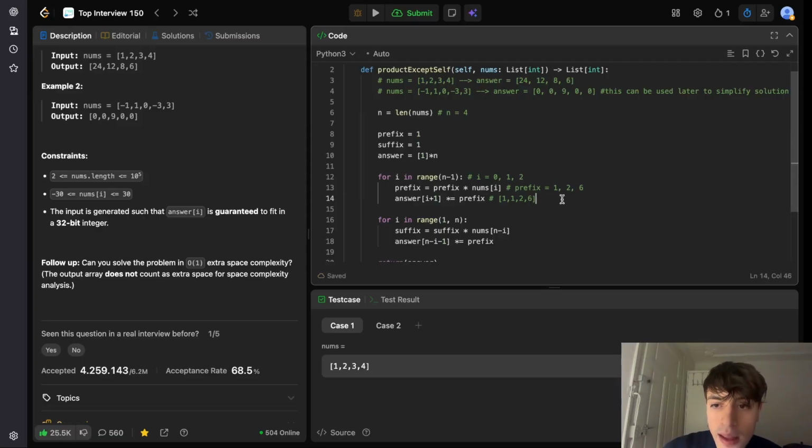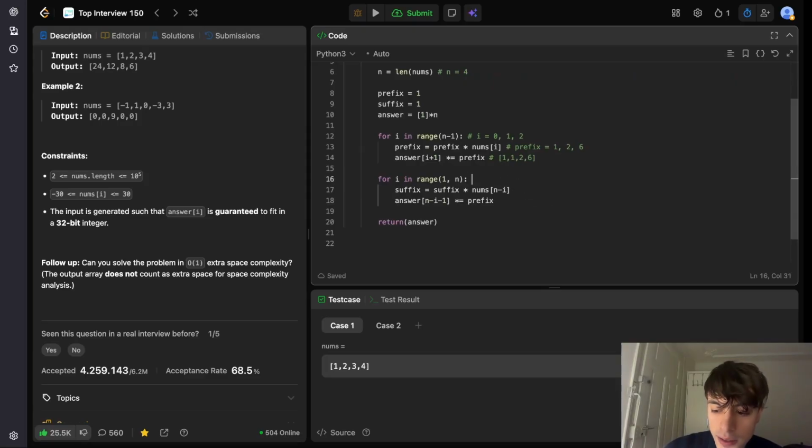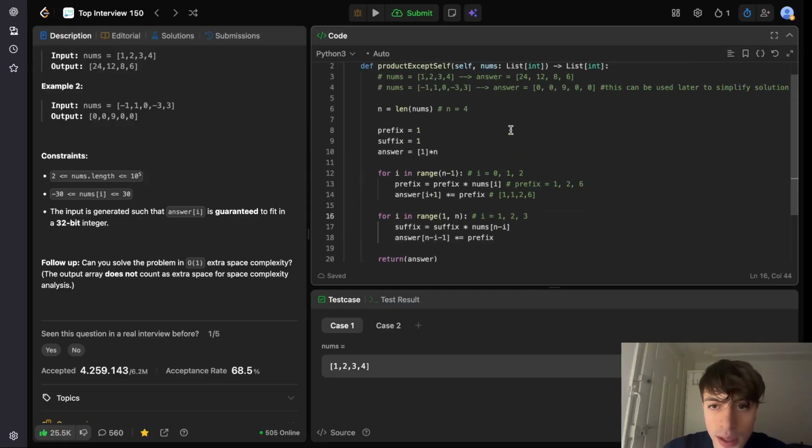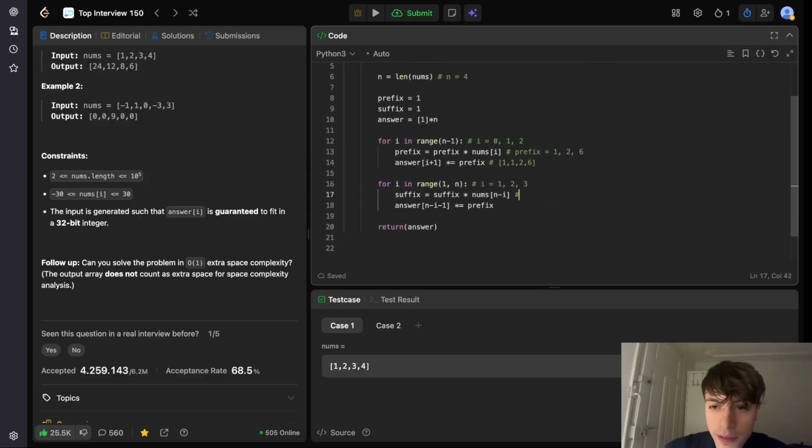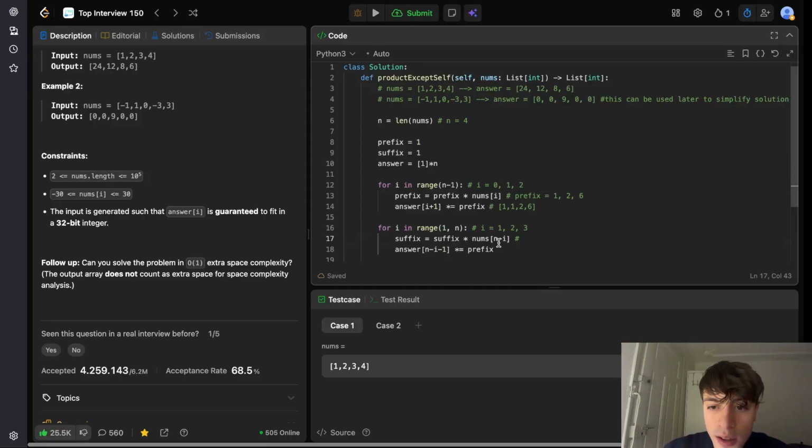Okay? Great. On the other hand, now we've got i that goes from 1, 2, and 3, because n is equal to 4. And the suffix at this point, we start with 1, and for n minus i, so we've got nums at position n minus 1, so this is 4. So we've got that suffix is equal to 4. And then we multiply this by nums at n minus 2, which is 3. So this becomes 12 and then 24.